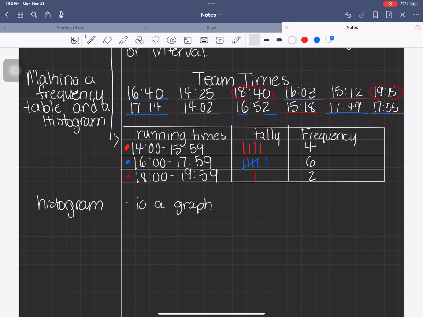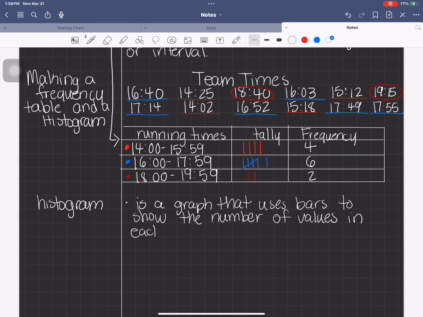So we're going to go ahead and write the definition of a histogram because using this table, we're going to build our own histogram. So a histogram is a graph that uses bars to show the number of values in each category or interval. In this case, it's intervals. We have running time intervals.